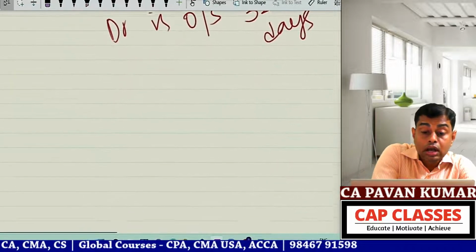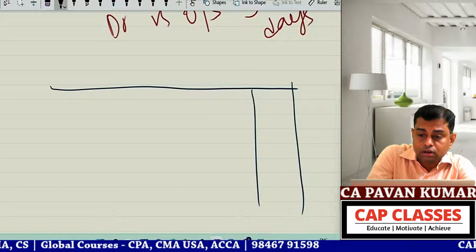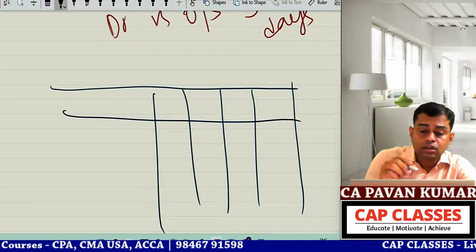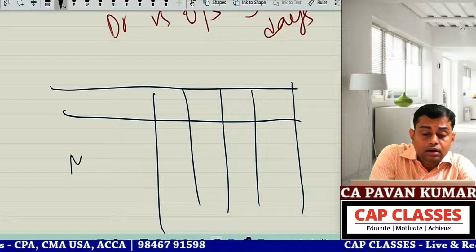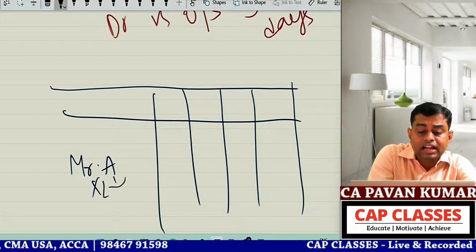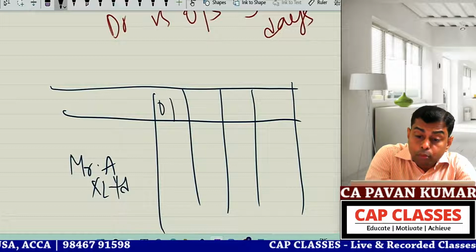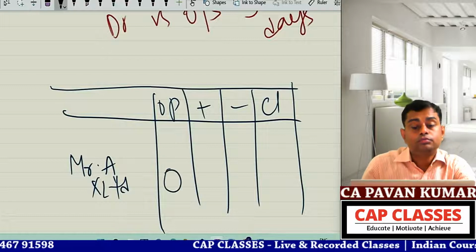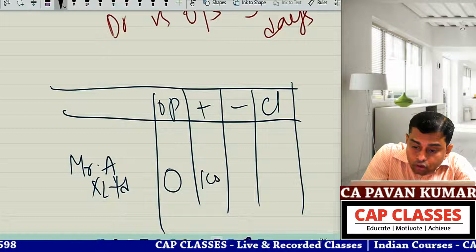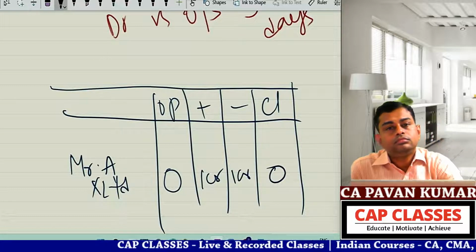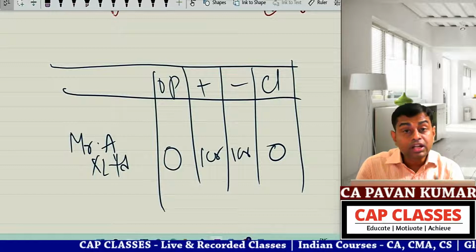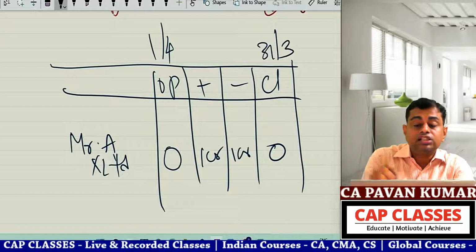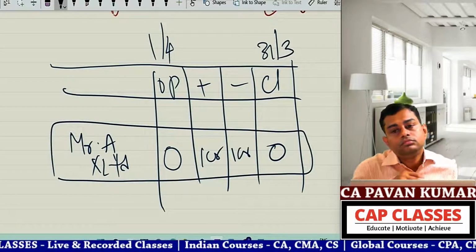Is that all? Now, when you take printout of trial balance in Tally, say Mr. A or X Limited, some debtor is there: opening, closing, during the year additions, during the year deletions. So opening 0, here 1 crore, here 1 crore, here 0. So you are ensuring that opening balance, closing balance will not be there. That means on 1st April and on 31st March, this account will show 0 only.